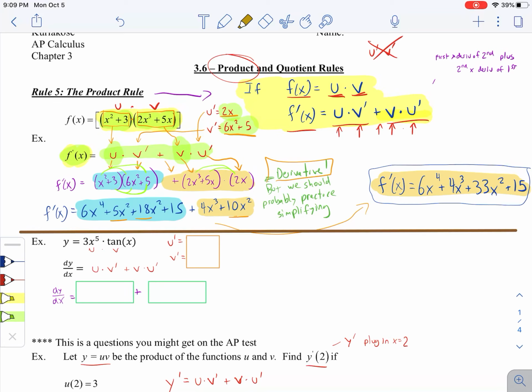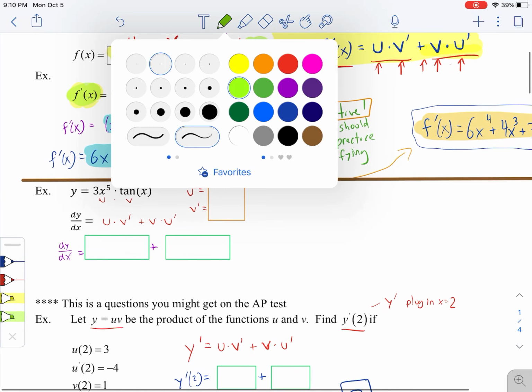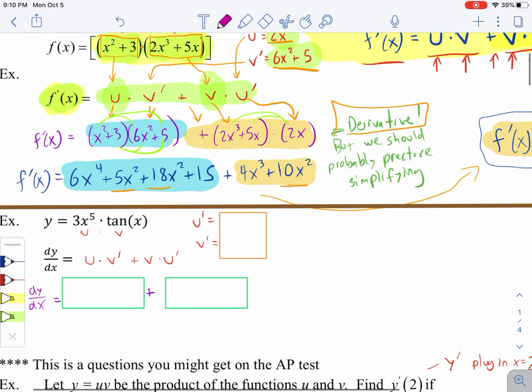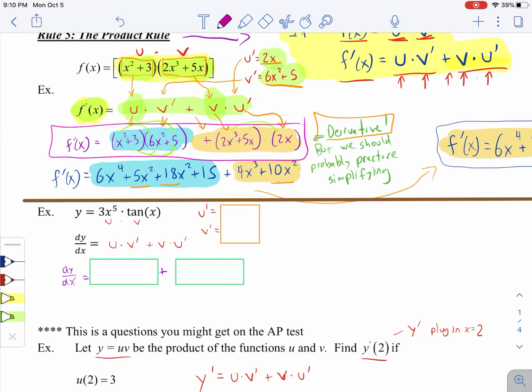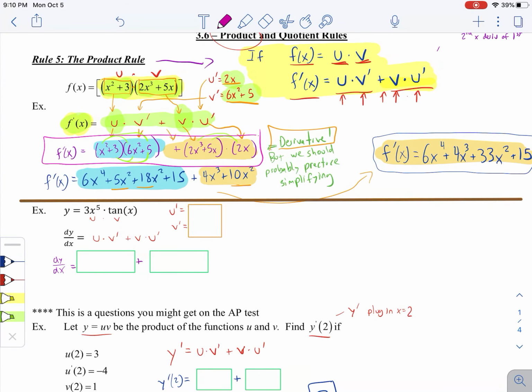Again, the only like terms here were the x squared, so I put them together. It became 33x squared. Everything else just came to the answer. And I wrote it in order of descending exponents, like usual. Now again, like I said, technically, at this point, this was the derivative. You are actually done with the problem there, but I want you to practice some simplifying too, at least once in a while. Okay, when you're in a time crunch, just leave it like that.